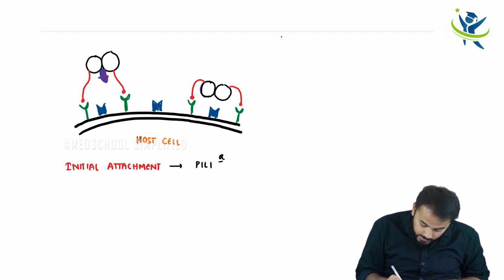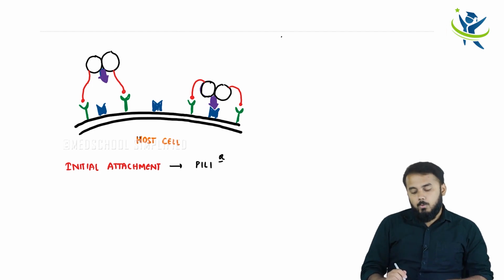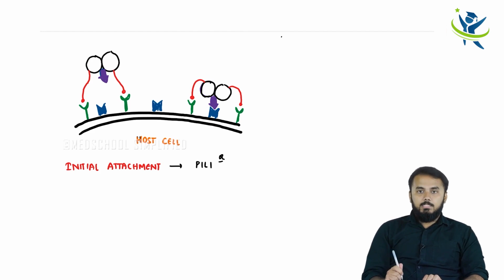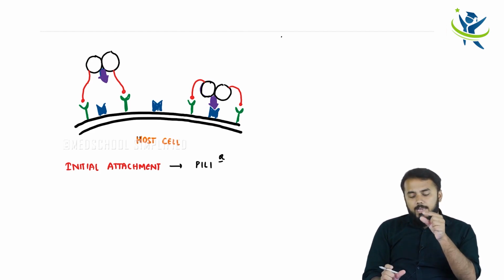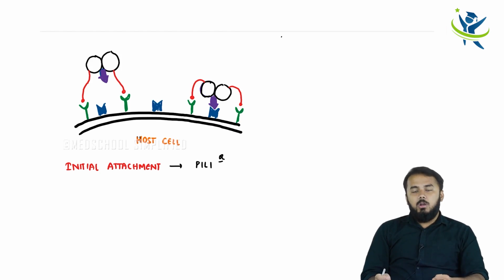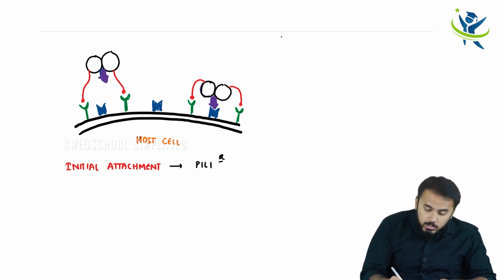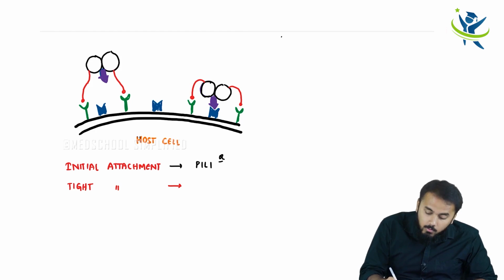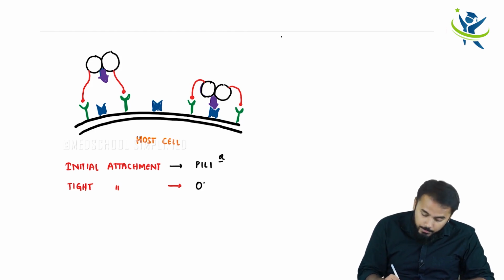Not only pili, even OPC, that is opacity proteins, opacity protein A and opacity protein C, even they are getting attached. Now the moment this opacity protein attaches to that blue color receptor which you can see, this type of attachment is called tight attachment. So if I ask you, tight attachment is basically done by what type of proteins? Obviously OP proteins, that are opacity proteins.